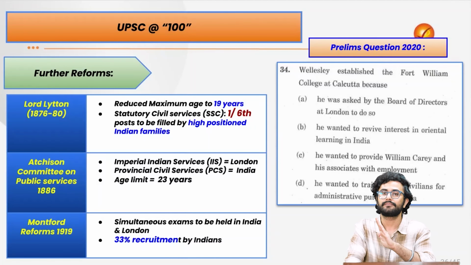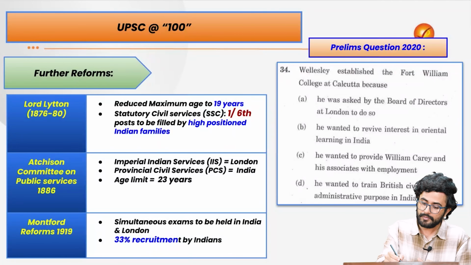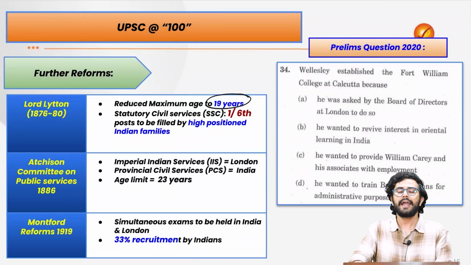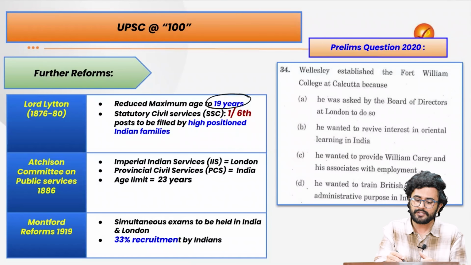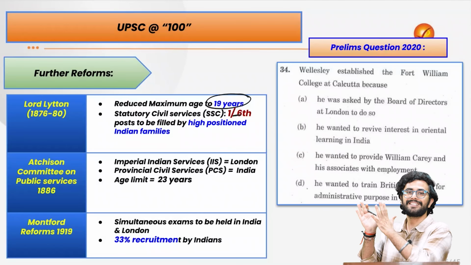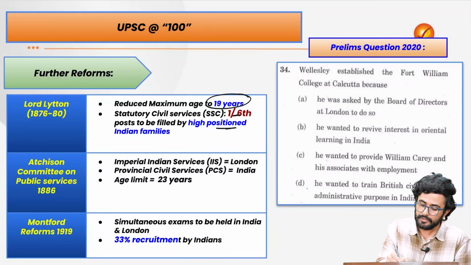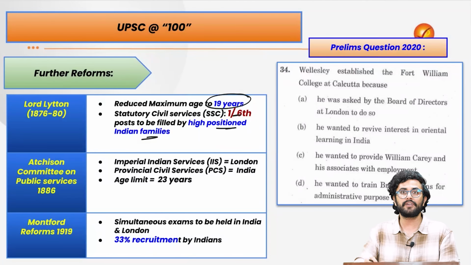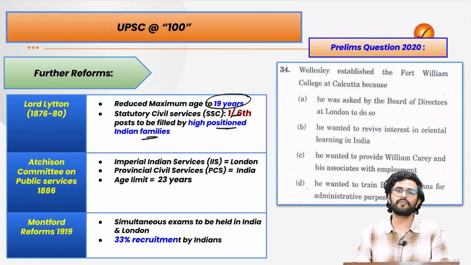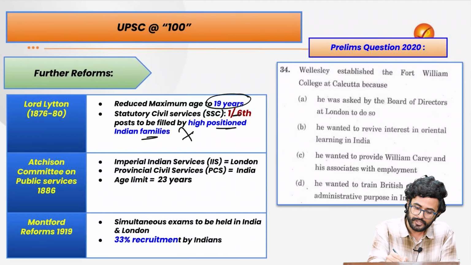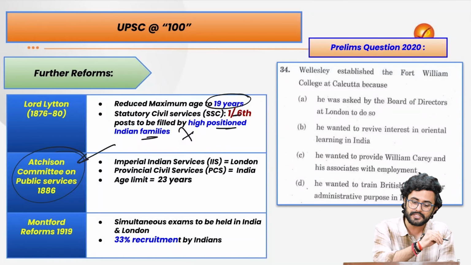Then came Lytton. Lytton reduced the maximum age to 19 years. He envisaged creating a statutory civil service where one-sixth of the posts would be filled by high-position Indian families or Rajas. Basically the concept of nepotism. And that's why it was rejected by the Aitchison Committee on Public Services.